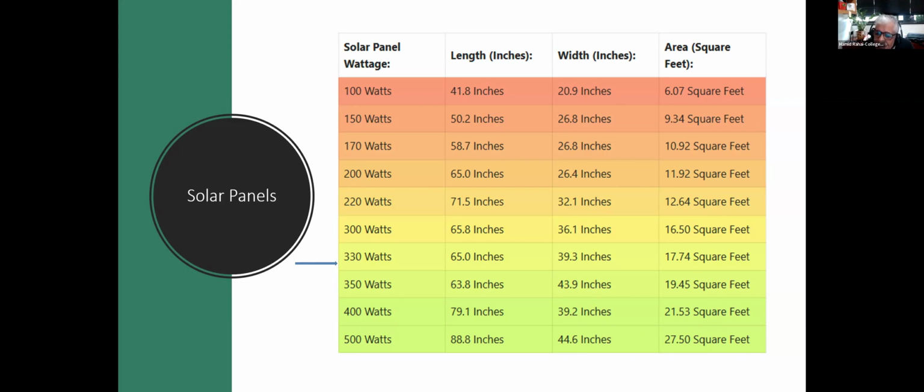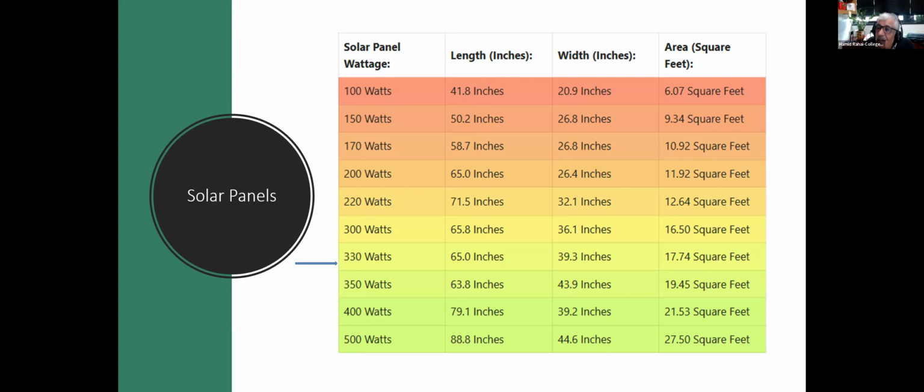So you can see that generally a rule of thumb is that for every 100 square feet, you generate around 1 to 2 kilowatts. So if you have an area about 10 by 10, which is 100 square feet, or somewhere close to that, then you can have a 1 to 2 kilowatt system, depending on the type of solar panel that you use.